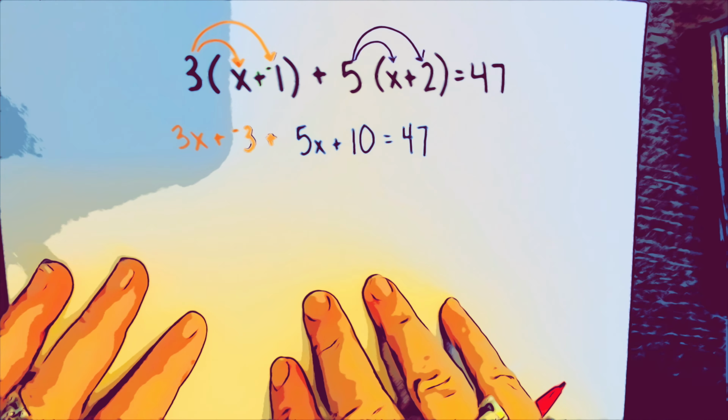What is -3 plus 10? Let's use our calculator. -3 plus 10 is +7. And we are going to bring down our, see, we had 5x here. That's this portion. We have 7 here. That's this portion. We need to bring down our plus, equals 47.